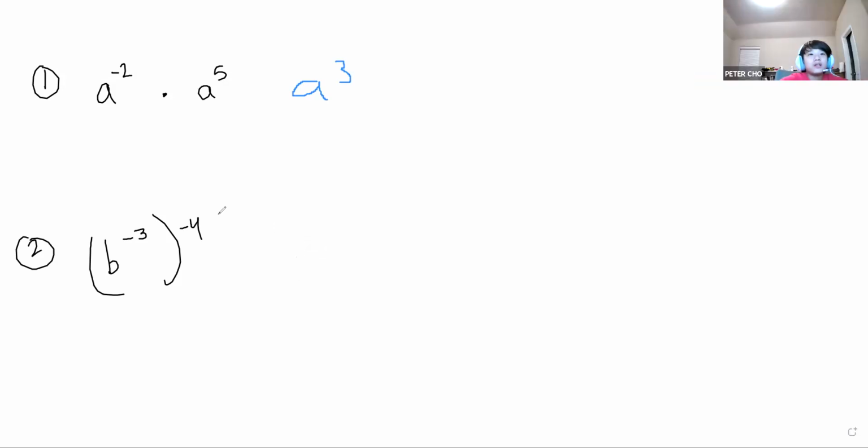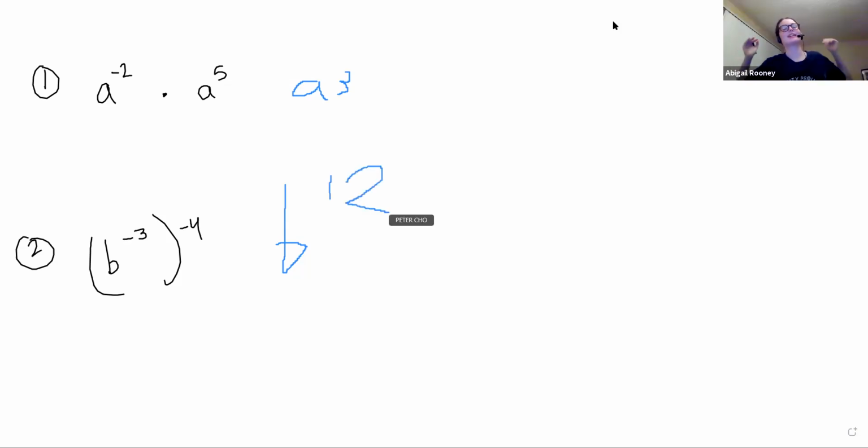I don't know if the B's right. Looks a bit wonky, don't you think? Well, now it does. Now it looks like an 8. Okay. A to the 3rd and B to the 12th. Yes, very good. How did you know that 12 was positive? Negative times a negative is a positive, right? Our IQ tells us that. So yay, good job.